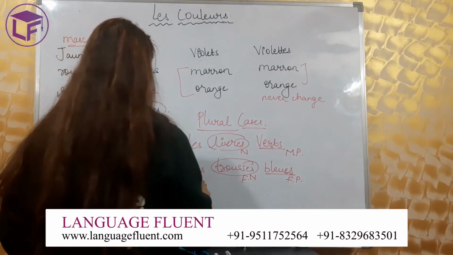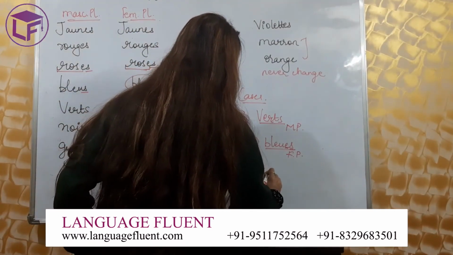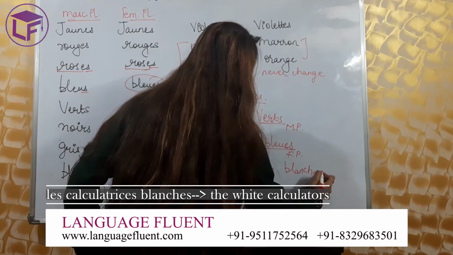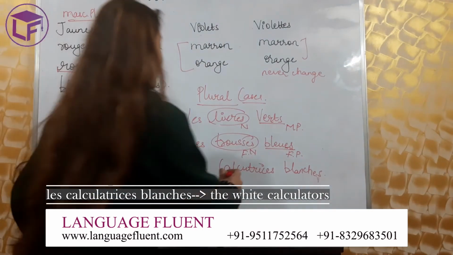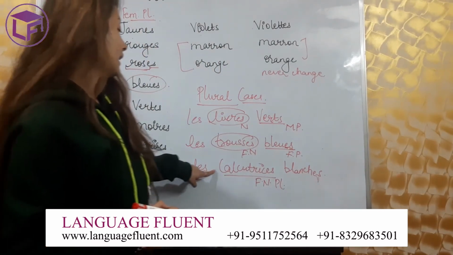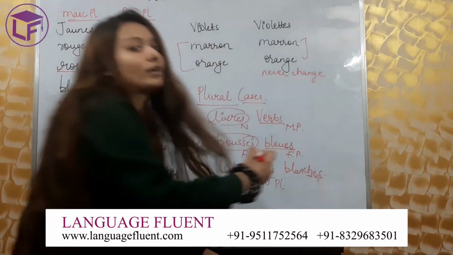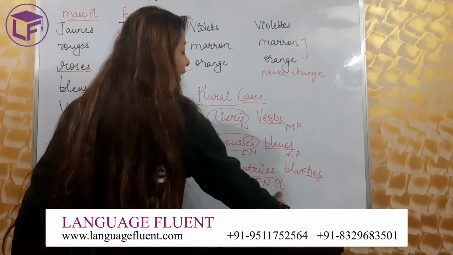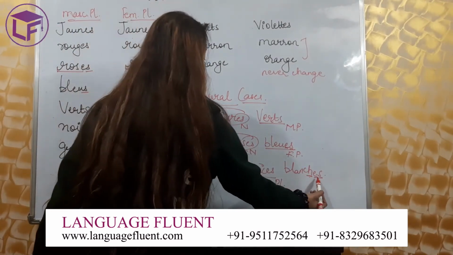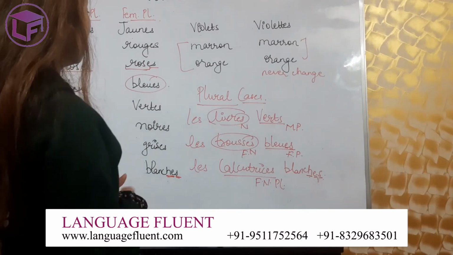And let's take one more example, les calculatrices. Les calculatrices blanches. That is the white calculators. This is the case of a feminine noun plus it is plural as well. So we are adding H, E and S because there is a case of a feminine noun in plural form. Feminine noun in plural form is having blanches, that is H, E and S. I hope it's way clearer now because I am writing the examples side by side.